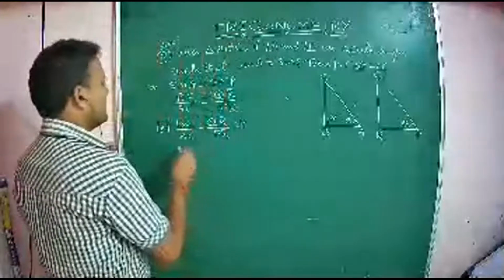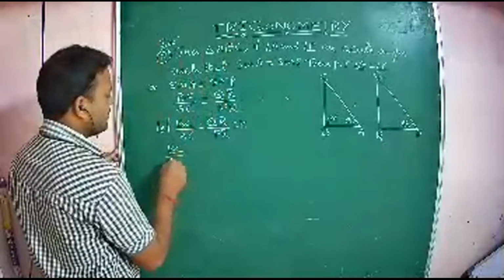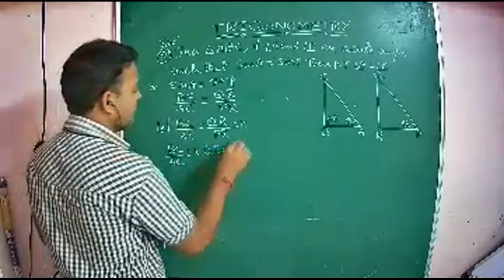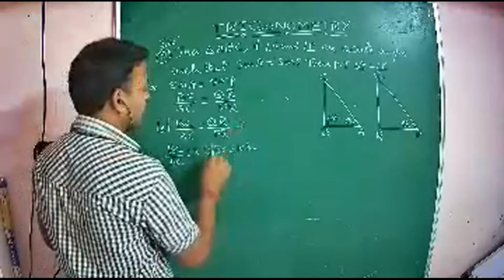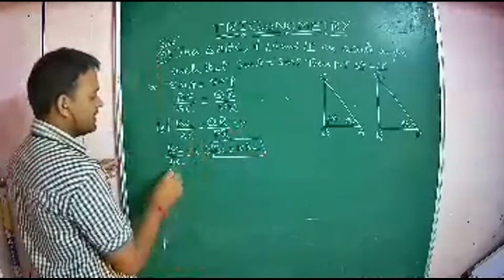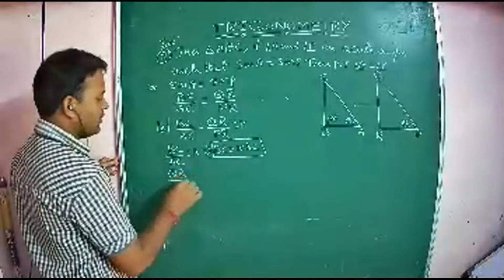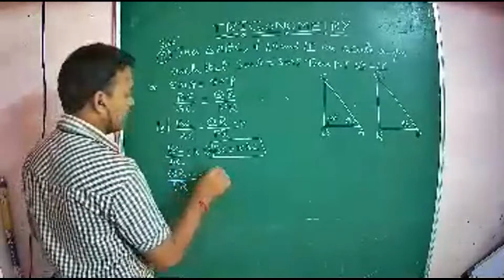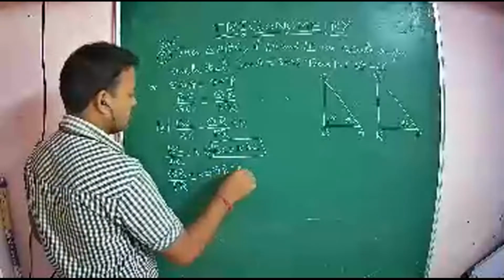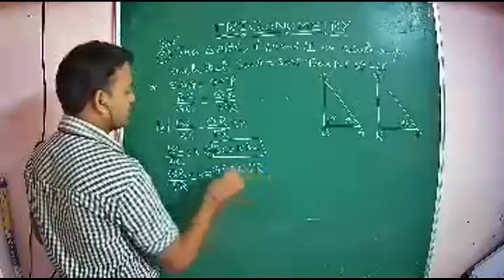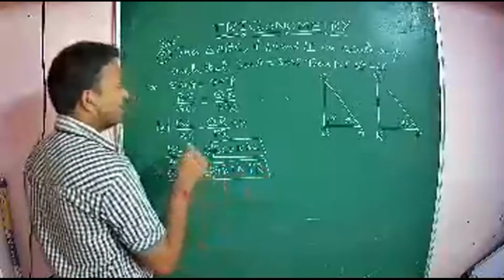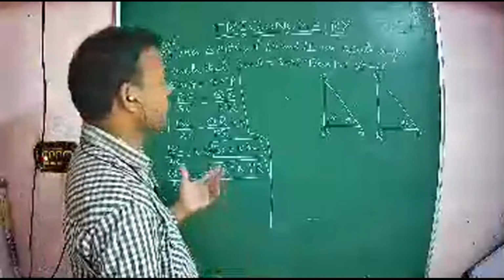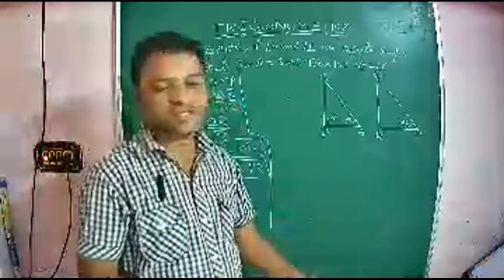Now BC by AC equals K, which implies BC equals K into AC. This is one value. Similarly, QR by PR equals K, which implies QR equals K into PR. First of all, using these values, we need to find the remaining sides.